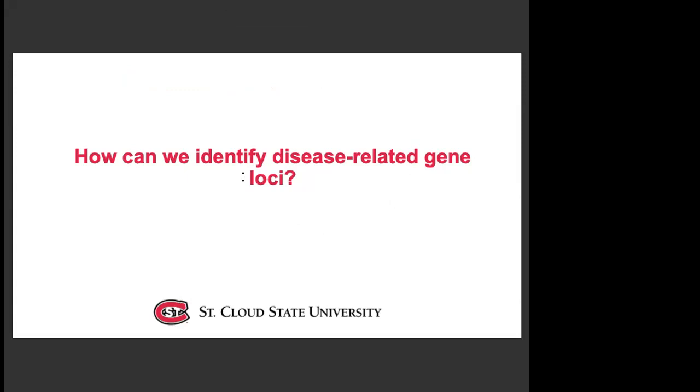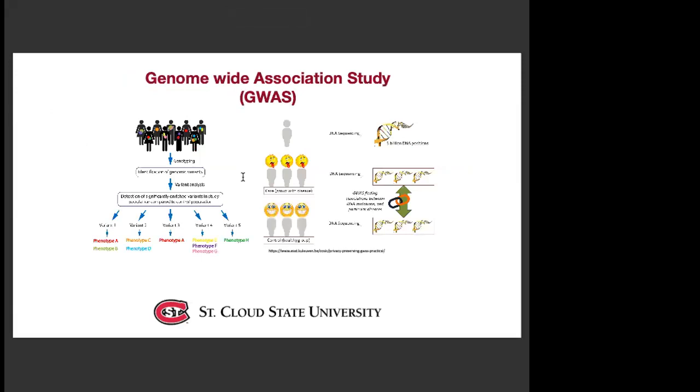Okay, so how can we identify disease-related gene loci? What we do is called a genome-wide association study. This is just a rapid scan of your genome. We genotype each individual. We have around 100,000 SNPs, the A, G, C, T letters, for each individual. Then we do an association from genotype to phenotype. We are looking for which genetic marker is associated with a certain disease.